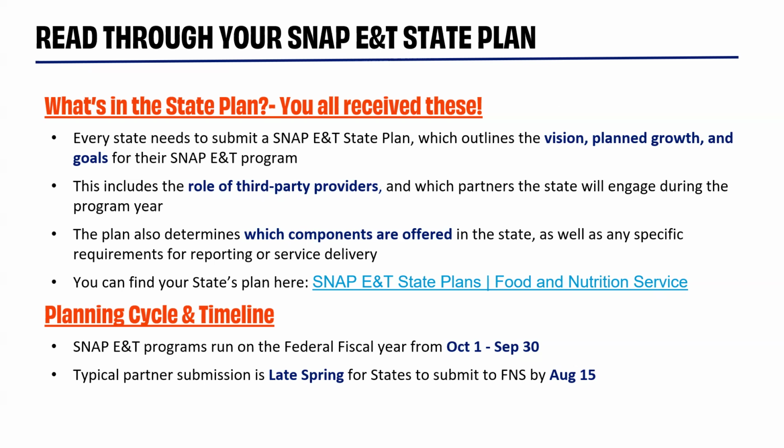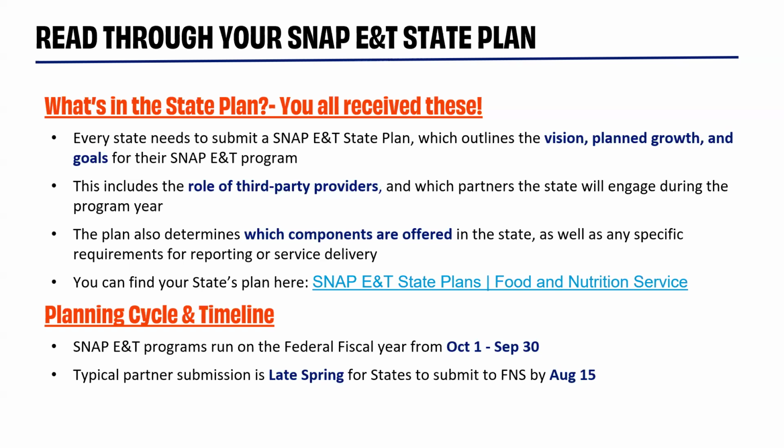Also, which components are offered, what supportive services are offered, if there are limits to those supportive services, if those components are defined in a specific way. That would be, again, if you're in your state plan, you don't want to read it top to bottom, Control F, component overview can be very helpful to find.